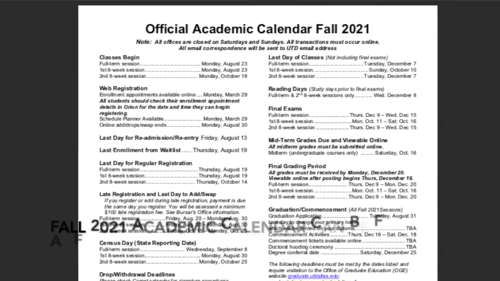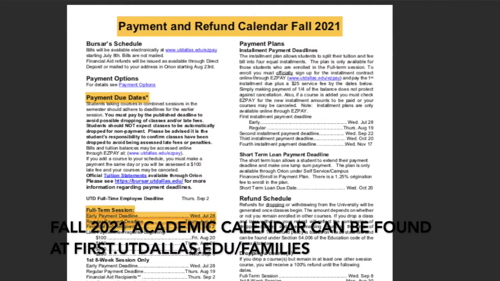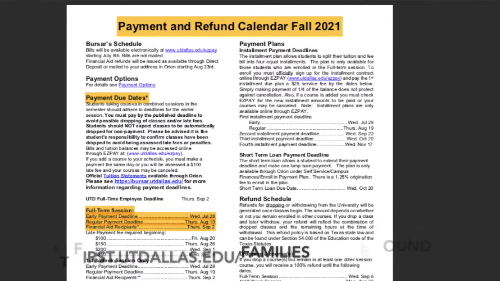Yeah, those are good points. We do talk a lot about the academic calendar. The payment deadlines are on the second page, and you can find those for every semester posted online from the UTD homepage.